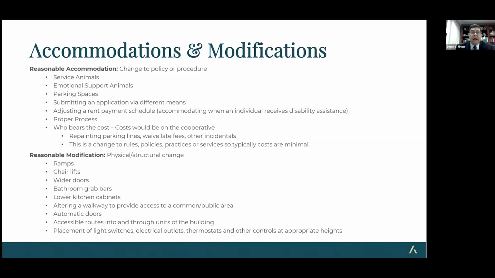Those are accommodations. Modifications is a change to the physical structure of the building: ramps, chair lifts, wider doors, bathroom grab bars, lower kitchen cabinets, automatic doors into the building, things like that. Anything that modifies it. In New York City, the cost of whatever it is is on the board.